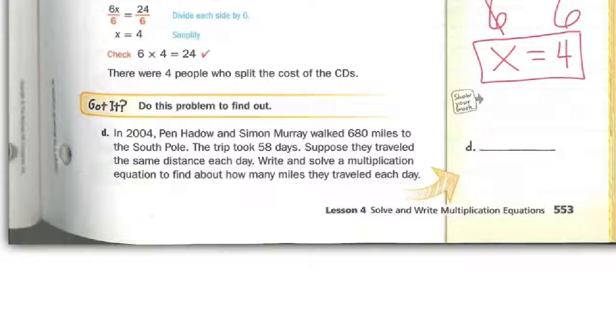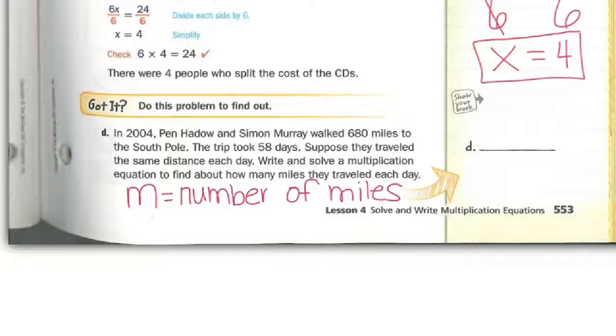Well, let's first define our variable. That helps us know how to set up the problem. So in this case, I'm going to use m, and that is going to represent the number of miles traveled each day, because we don't know what that was.